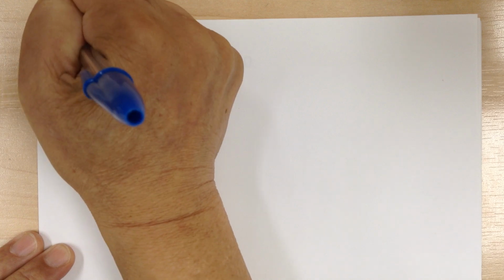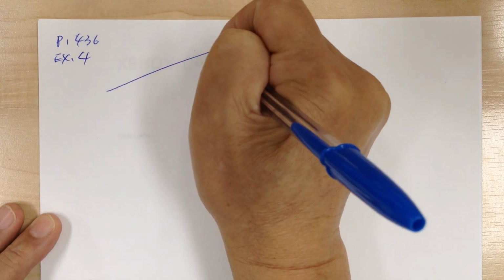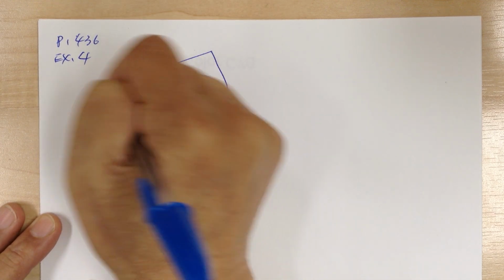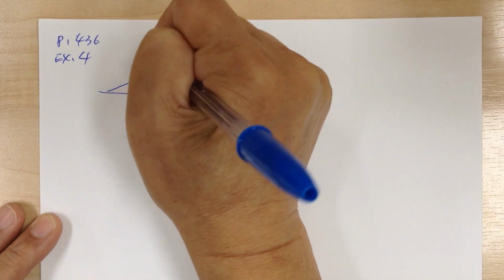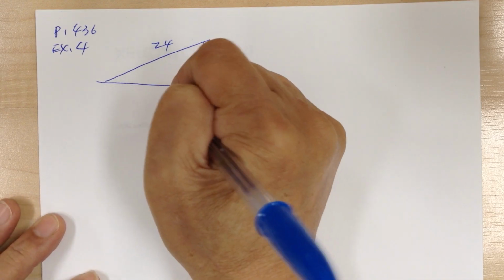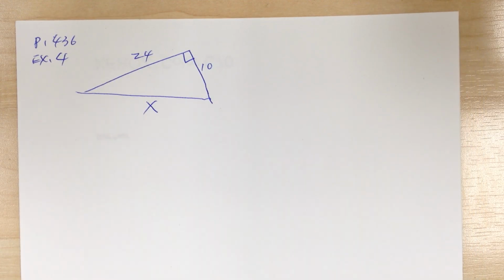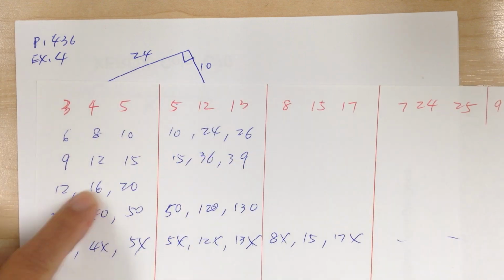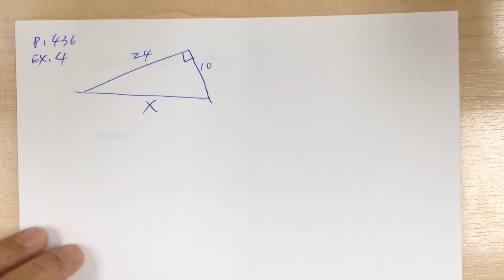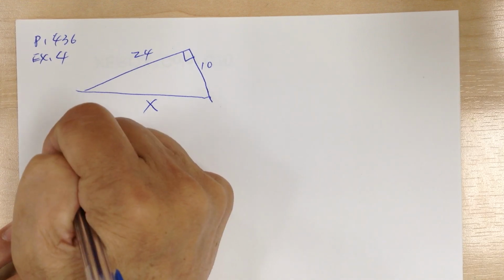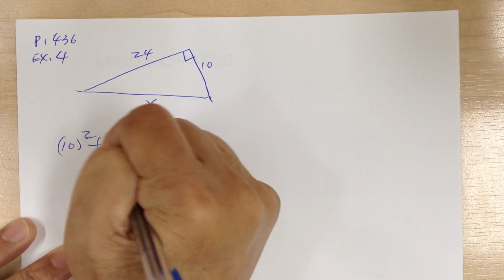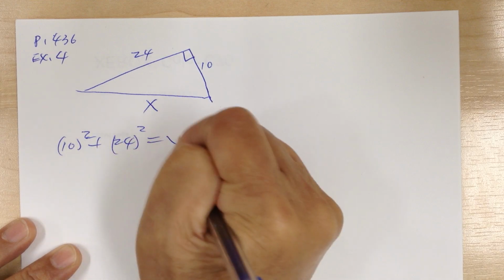So on page 436, example 4. You have this right triangle, and you have 10, 24, x. The normal way, if you don't know the triples, is you have to use the Pythagorean theorem. So you're going to get 10 squared plus 24 squared equal to x squared.